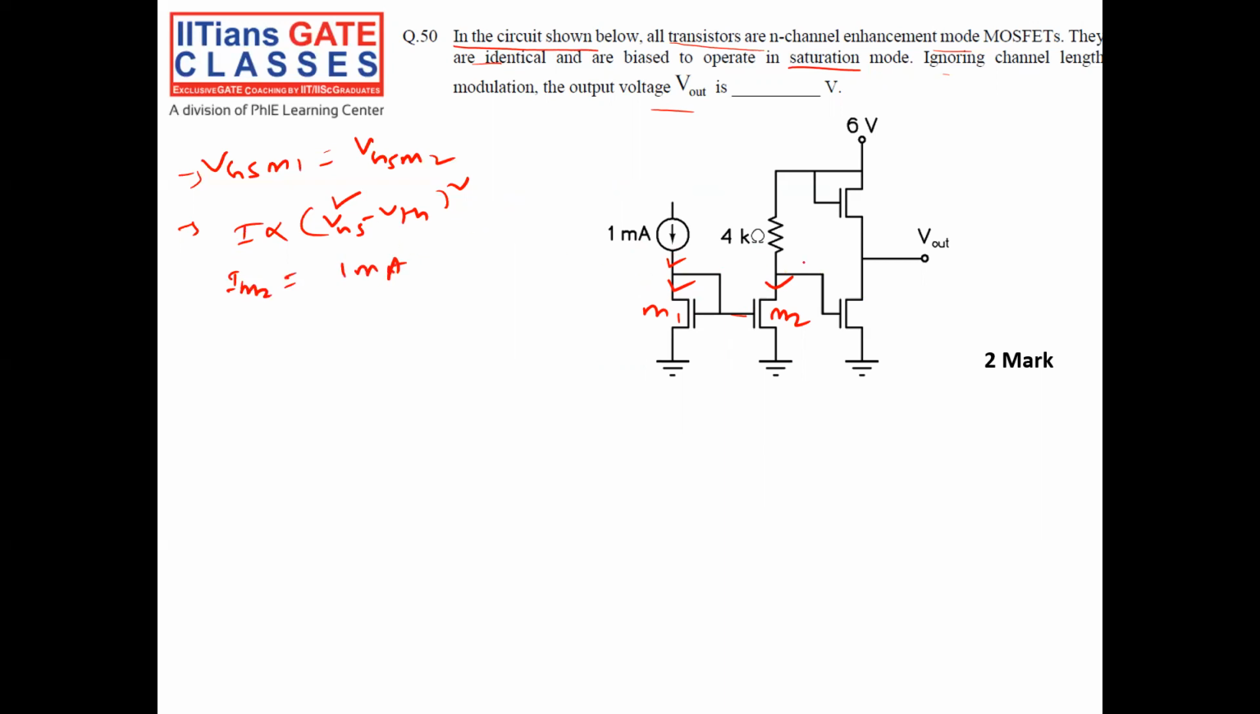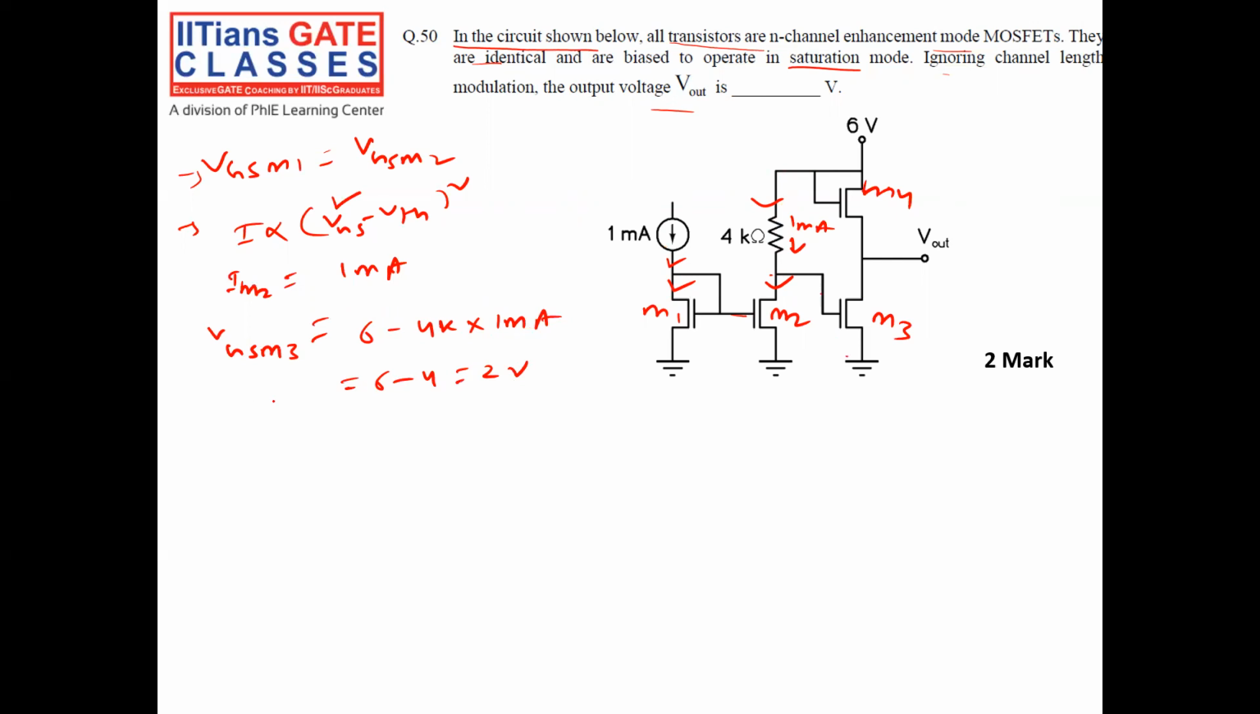Now let's take this as M3 and this as M4. So what is the voltage VGS of M3? VGS of M3 is equal to 6 volt minus 4K into the current, which is 1 milliampere. This is nothing but VGS3. 6 minus 4 is equal to 2 volt.